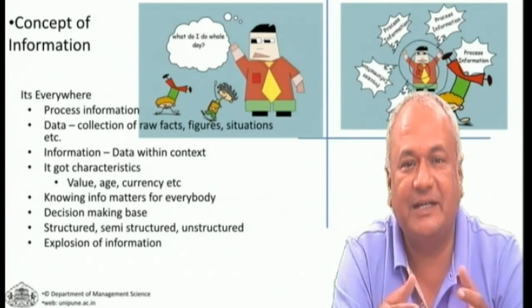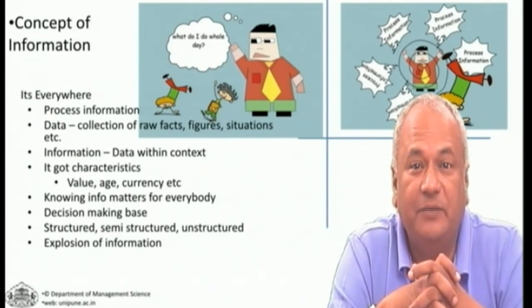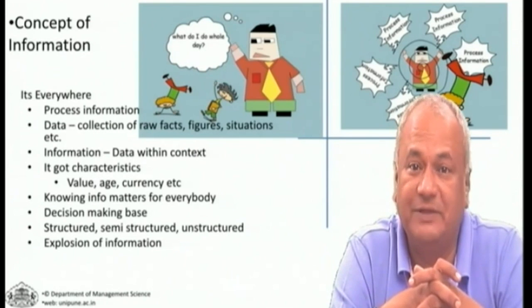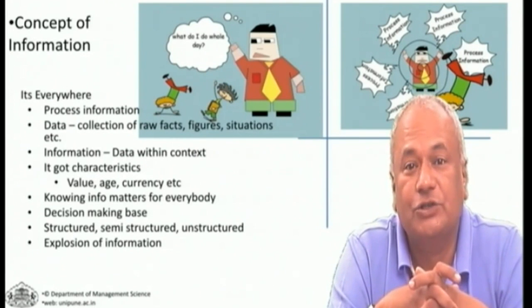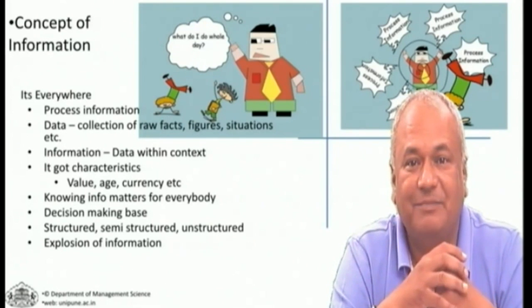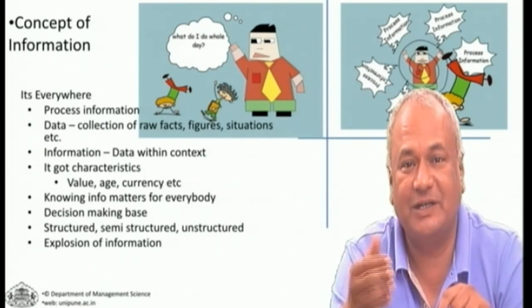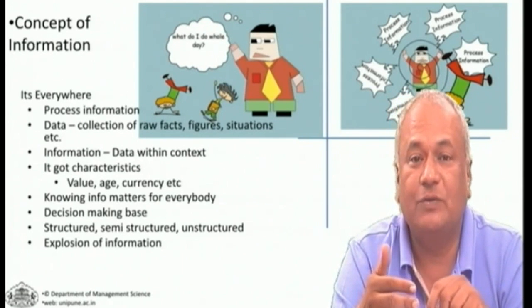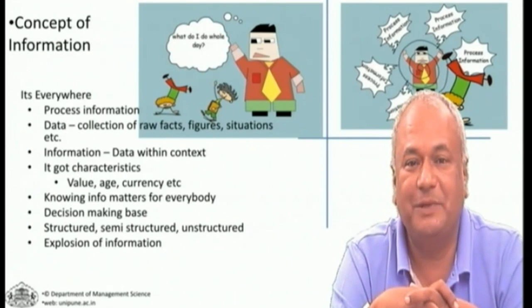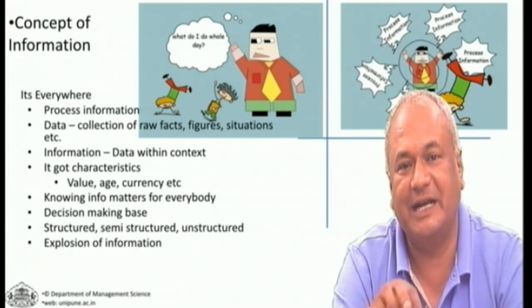So there are different characteristics of this information, and as we know, knowing information matters for everybody. Today we are in the information age. Everybody is looking at information, everybody is looking at making sense out of it, everybody is looking at taking decisions depending on what kind of information we have.